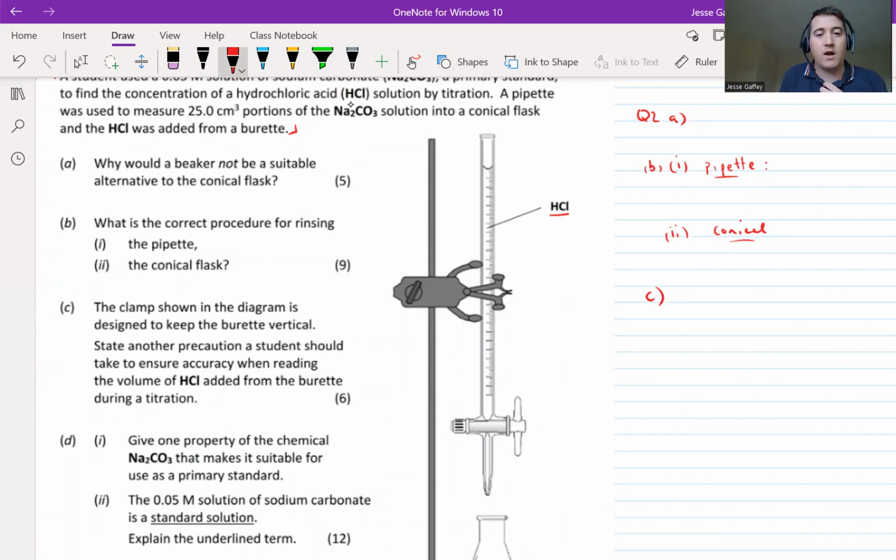How do we make sure that when we read this burette, that we're being accurate? So accuracy when reading the burette. As well as keeping it vertically clamped, that just means up straight and not bent over or leaning or anything like that, up straight. What else can we do for accuracy with the burette? Pause the video and write an answer down now.